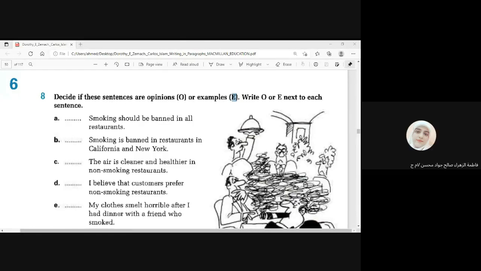Smoking should be banned in all restaurants. Should be banned. Yes, doctor, opinion. This is an opinion, right? Why is this an opinion? Because smokers may prefer not to have smoking banned everywhere they go, maybe in restaurants or inside any confined places. So smokers do not agree with you, I guess, but not all smokers. Now we move to the next letter.